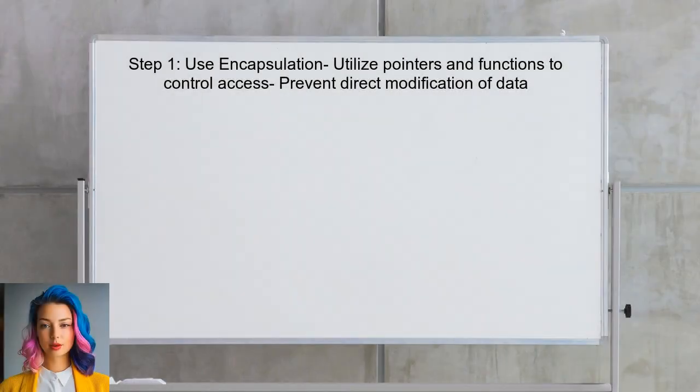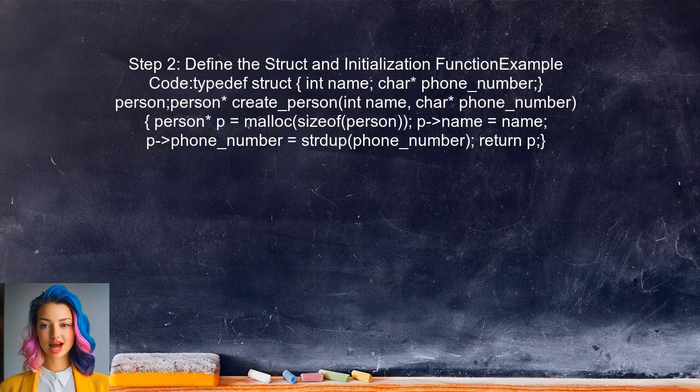To specify variables as non-editable in C, the user can utilize the concept of encapsulation through the use of pointers and functions. This allows for controlled access to the data. Next, the user should define the struct and create a function to initialize it. This function will return a pointer to the struct, ensuring that the user cannot modify its contents directly.